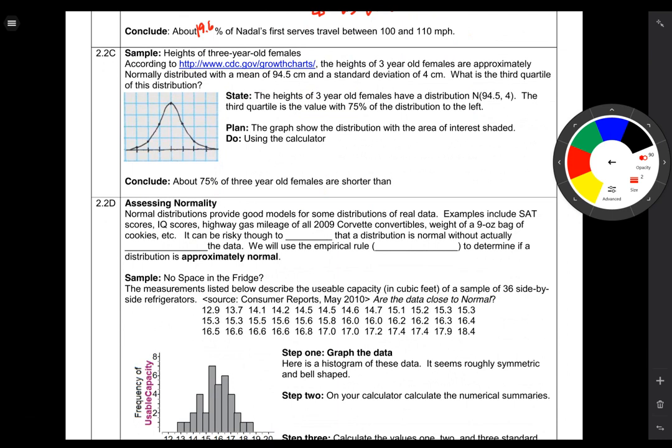Okay, here's a new problem that we will do. Heights of 3-year-old females. According to the CDC Government Growth Charts website, the heights of 3-year-old females are approximately normally distributed with a mean of 94.5 centimeters and a standard deviation of 4 centimeters. What is the third quartile of this distribution? So remember, third quartile is 75th percentile.